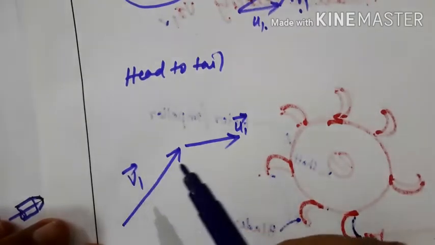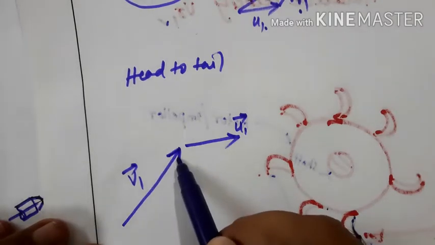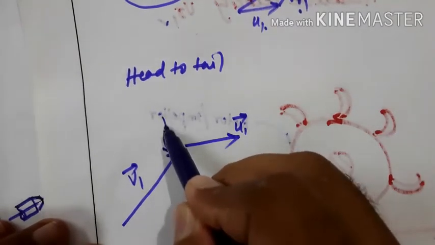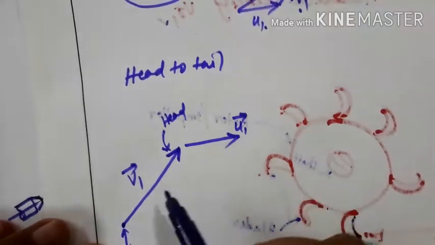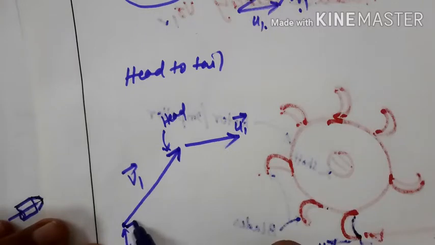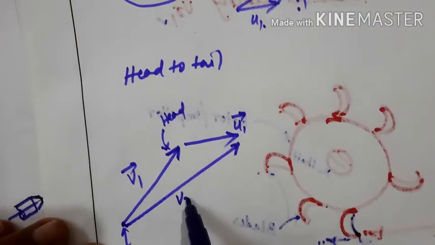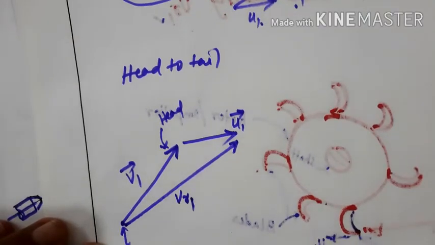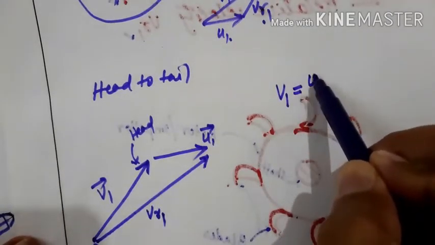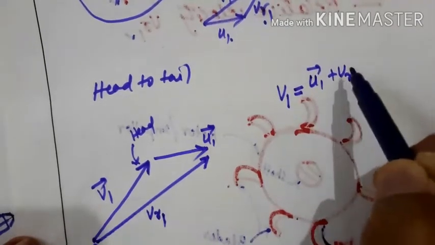As we know the definition of a vector, a vector has both magnitude as well as direction. So here the arrow represents the head, and this represents the tail. Then how to add these two vectors? You just join the tail of the first vector to the head of the next vector. So this gives you VR1. Then the resultant here is V1, that is U1 bar plus VR1 bar.